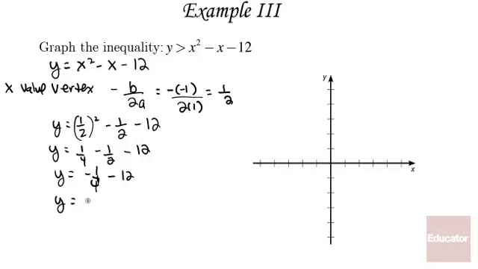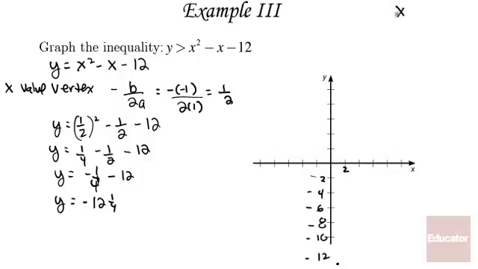So y equals negative 12 1/4. So 2, 4, 6, 8, 10, 12. So the vertex is going to be here at 1/2, which is going to be about here, all the way down here. And this parabola does open upward because a is positive.